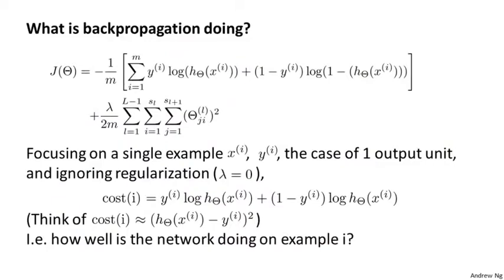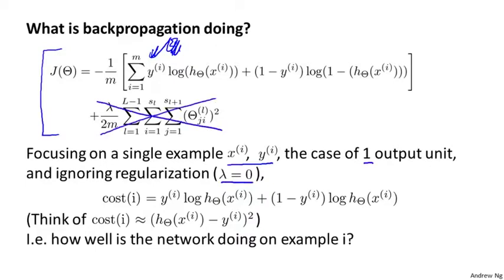To better understand what backpropagation is doing, let's look at the cost function. Here's the cost function for when we have only one output unit. If we have more than one output unit, we used to have a summation over the output units indexed by k there. We do forward propagation and backpropagation on one example at a time. So let's just focus on a single example, x^(i), y^(i), and the case of having one output unit, so y^(i) here is just a real number. And let's ignore regularization, so lambda equals 0, and the final regularization term goes away.